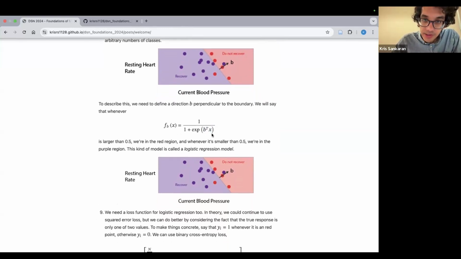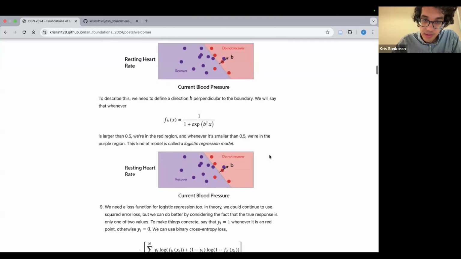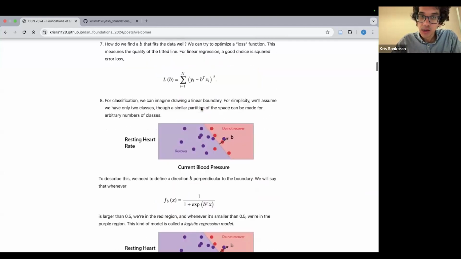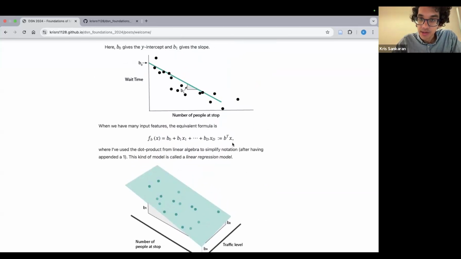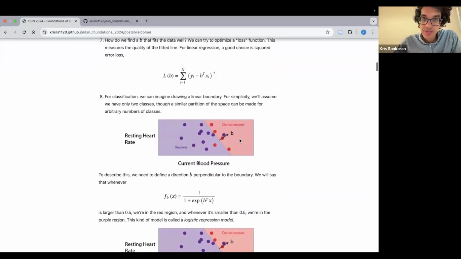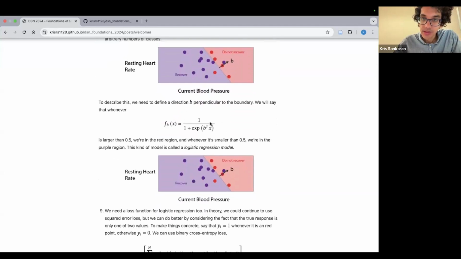And when this value is exactly 0.5, that is this boundary, and the direction normal to that boundary is exactly B, right? So this defines the logistic regression model. You have the same problem that we had before. Here, this defined linear regression, but we needed to figure out a way of choosing B. Here, we're defining a logistic regression model, but we still need a way of choosing B. We need a way of choosing this direction.